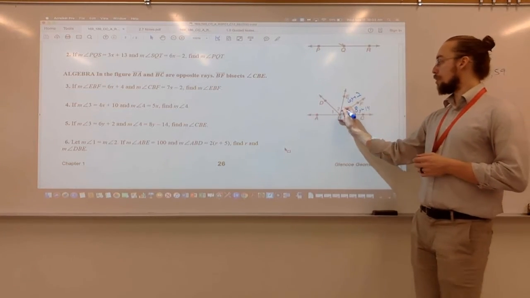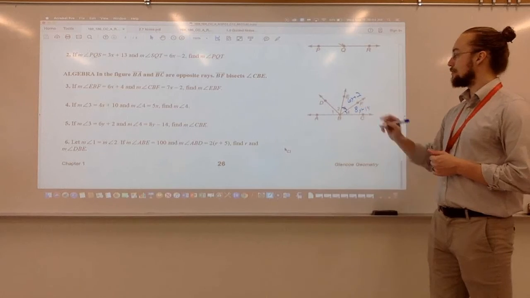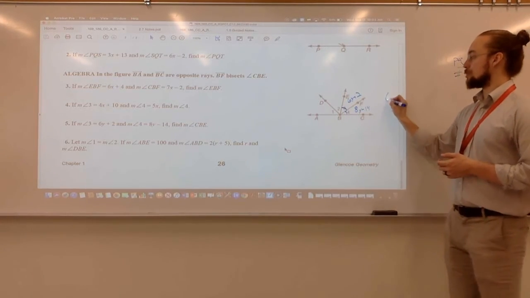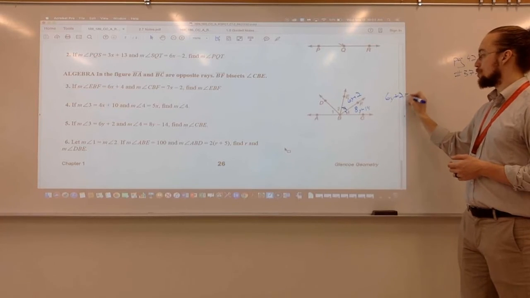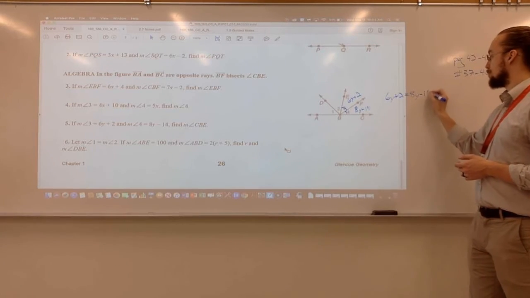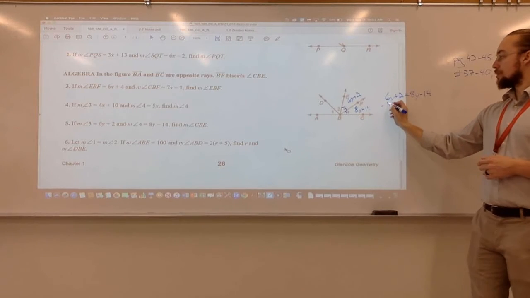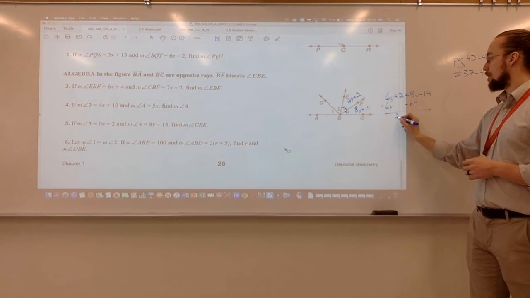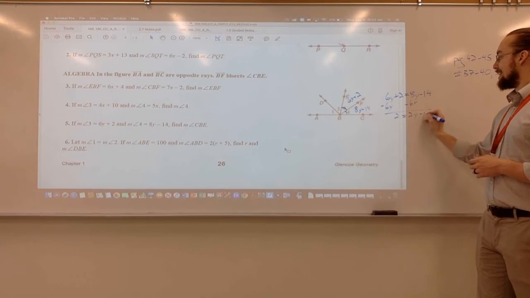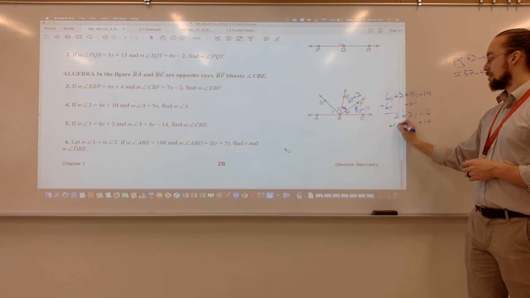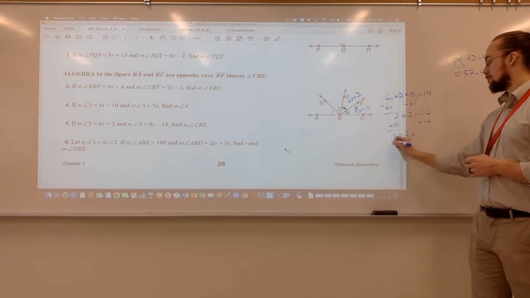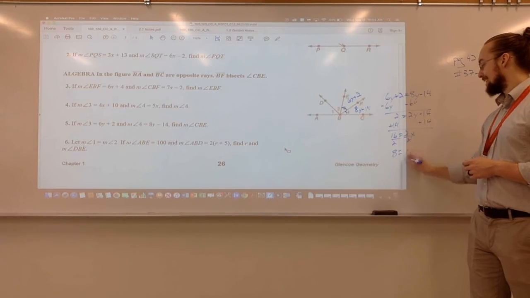I'm told that BF is a bisector, so I can say these two pieces would be equal to each other. So 6y plus 2 equals 8y minus 14. To solve, I'll get my y's on one side, so I'll subtract 6y, and then get my numbers on the other, so add 14. We get 16 equals 2y, divide by 2, and we get that y is 8.